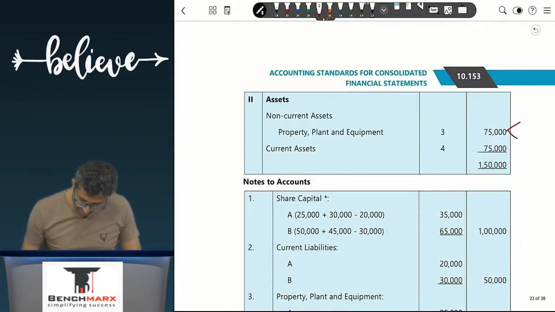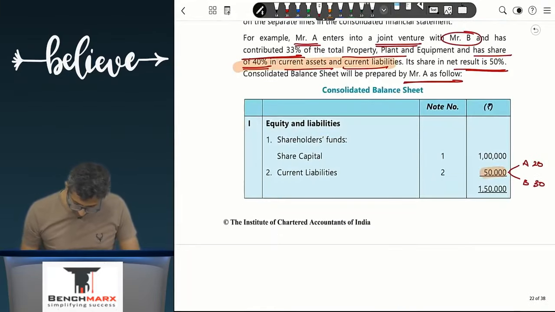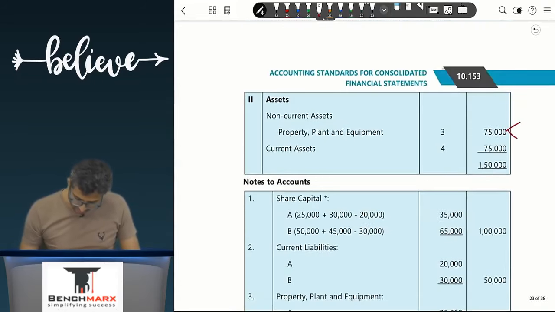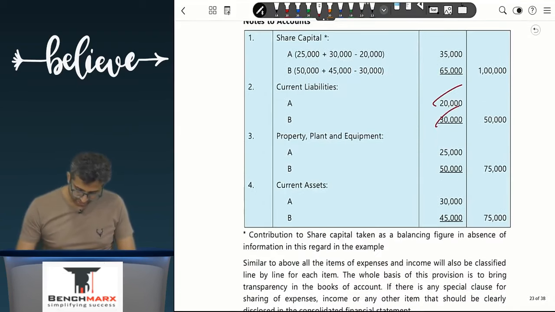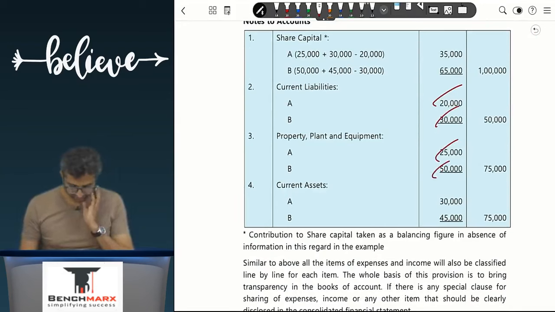PP is to be split in what ratio? 33. So, that is 2/3, 1/3. So, this is 25, 50. Current asset also in the ratio of 40, 60. 40 will be what? I think 30,000 if I am not wrong, and 45. So, if you go to see, look, this is 20, 30, 50 and 25, 30 and 45.